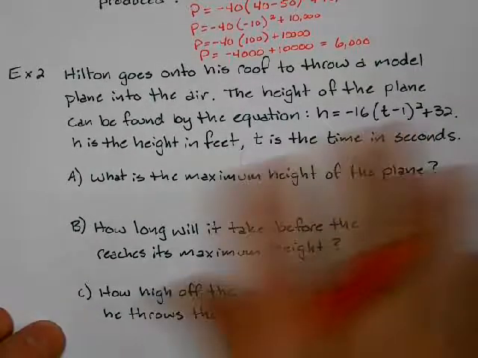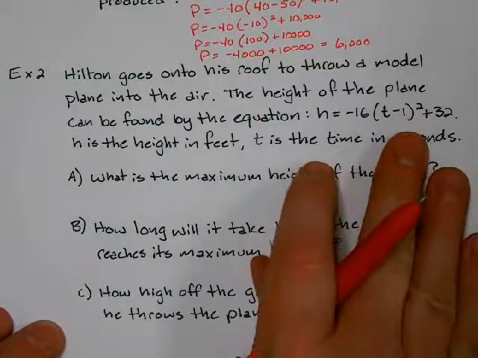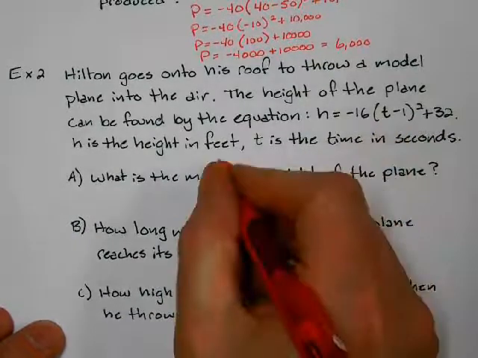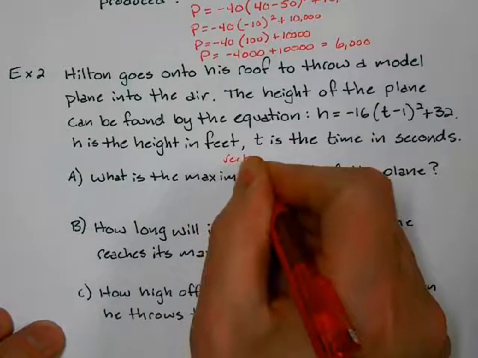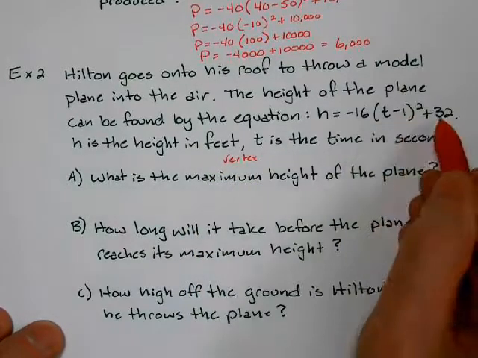Now looking at that, I know what my vertex is. My vertex is at (1, 32).